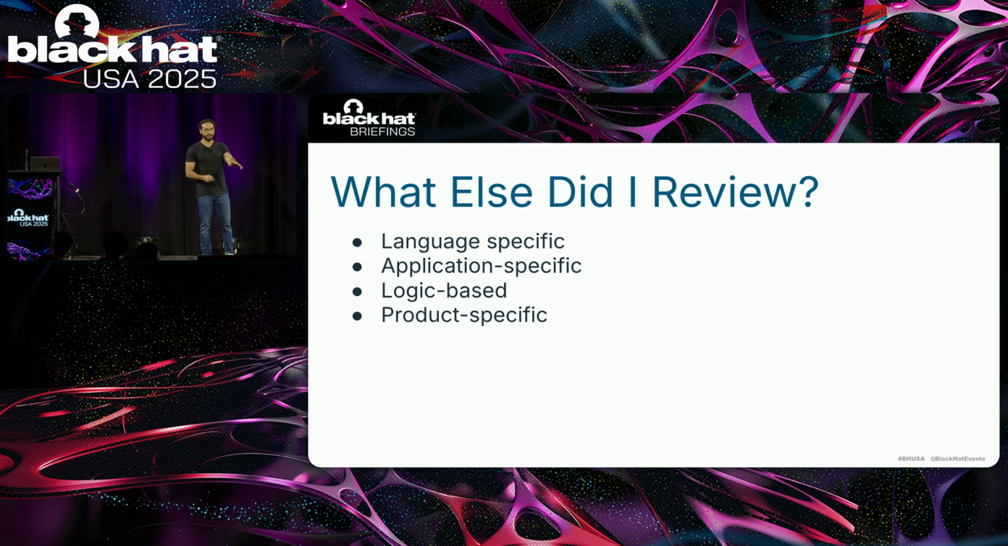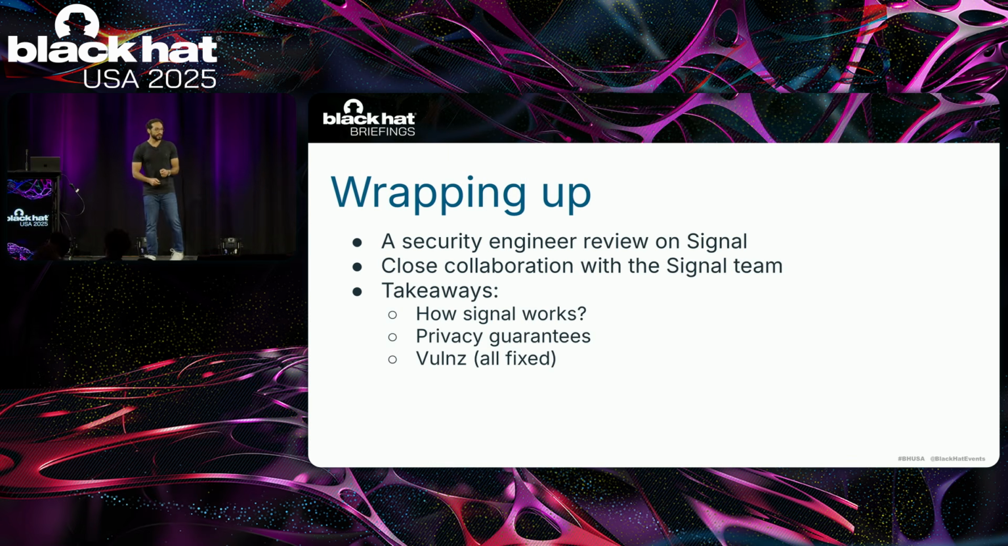The only two vulnerabilities, as I mentioned, were between logic-based and product-specific. And this aligns very well with what I expect, because as applications mature and have higher quality, the vulnerabilities tend to disappear from the language-specific category and go more into the logic-based and product-specific. That's it. So yeah, it's a security engineering review of Signal.